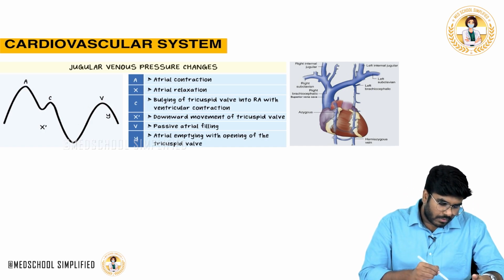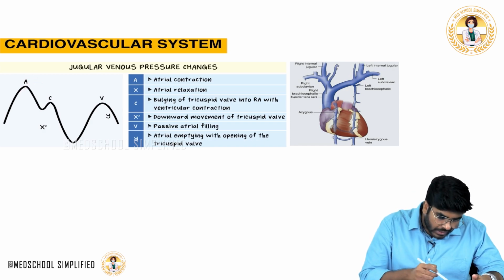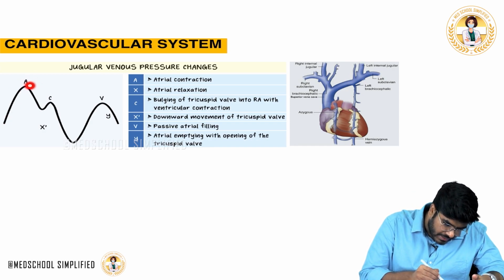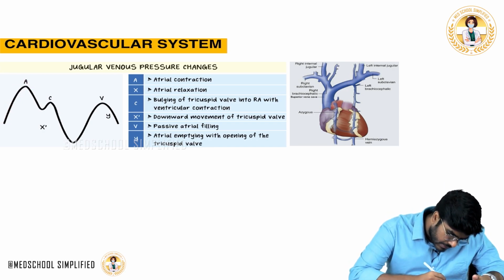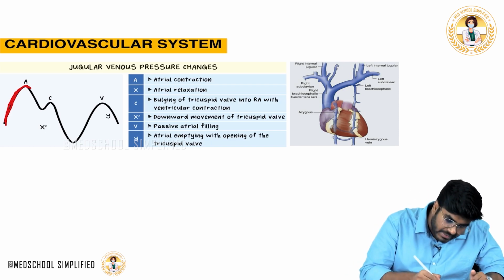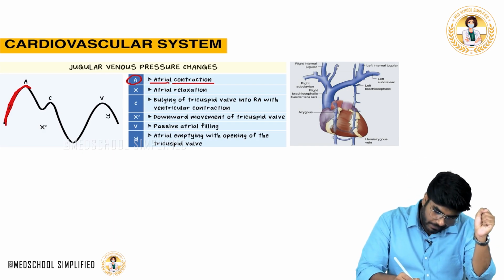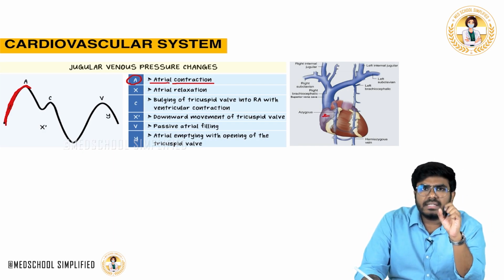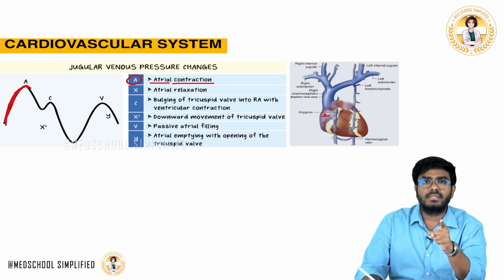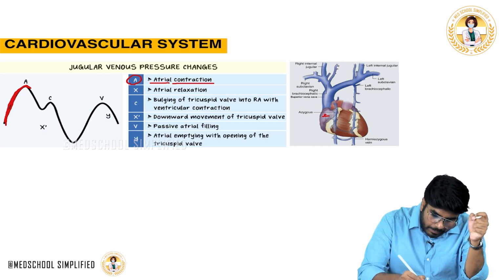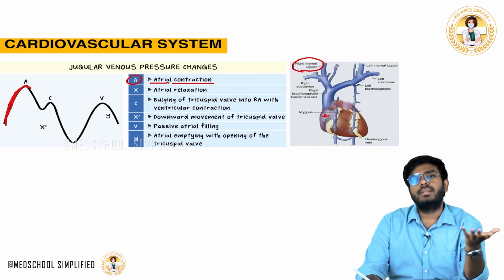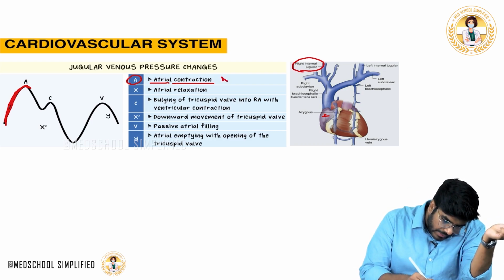Now why is there an A wave? We can clearly see in the jugular veins the pressure is increasing. This is the A wave. Now why is the pressure in the internal jugular vein increasing? Because the A wave represents atrial contraction. When the atria are contracting, pressure inside the atria increases. So automatically pressure in the internal jugular vein also increases. Simple. So the A wave is because of atrial contraction.